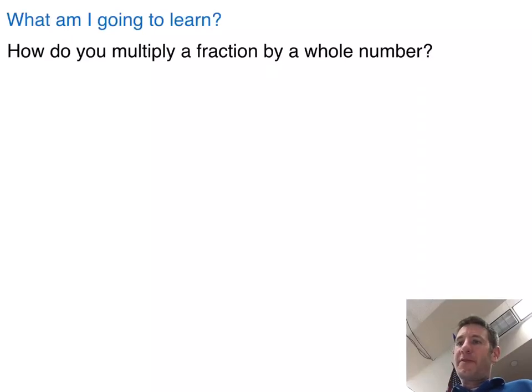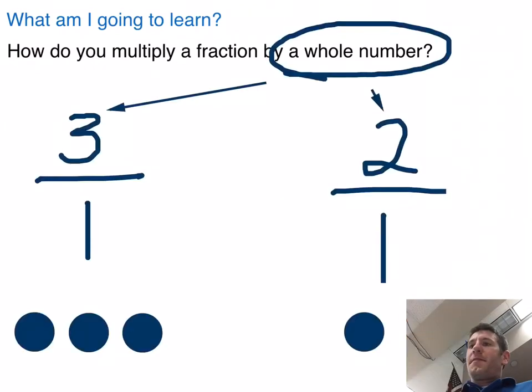So hello again, everybody. In part 2 of our multiplying fractions lesson, we are going to answer the question together: how do you multiply a fraction by a whole number? In the first lesson, we multiplied fractions by another fraction, and now we're going to multiply a fraction by a whole number, okay?